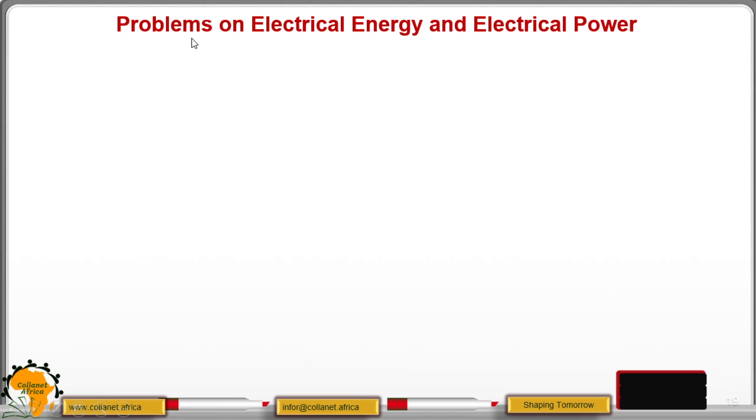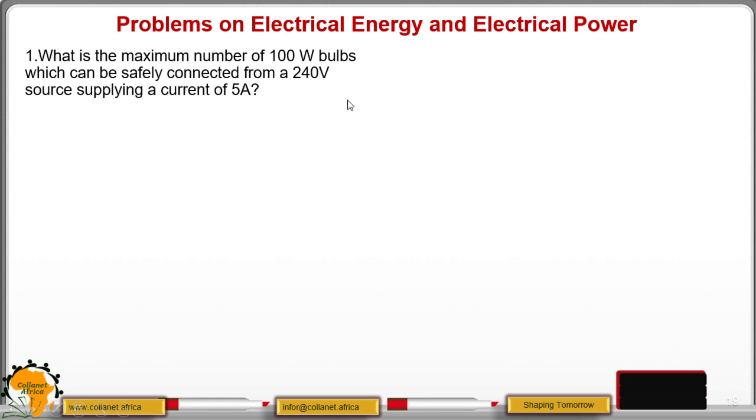In this lesson, we are going to do several numerical problems involving electrical energy and electrical power. So we start with the first one.